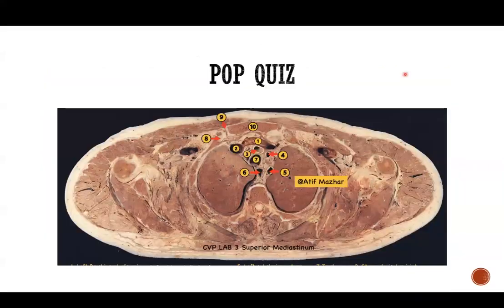Now, this is the last slide. This is a pop quiz. Which level are we in, first of all? T3, excellent. Why? The identifying feature we said is the pattern of the 3 arteries over here. You can see the left brachiocephalic vein and the right brachiocephalic vein.